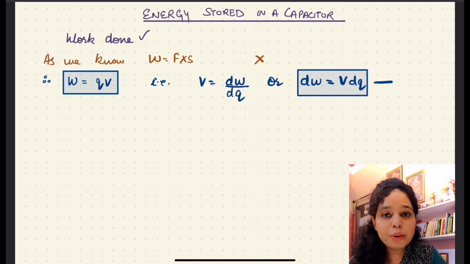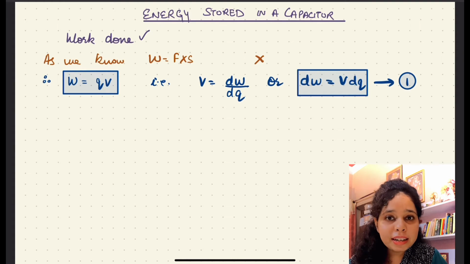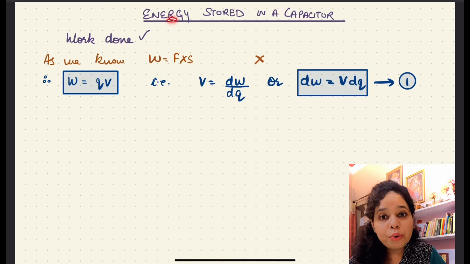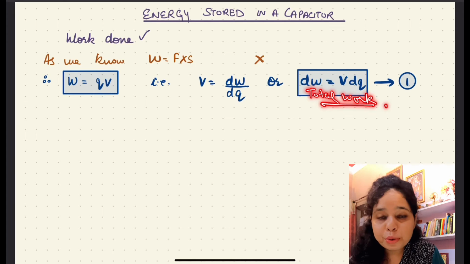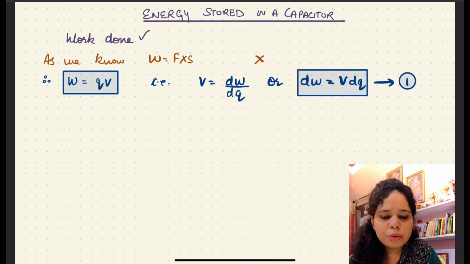So this is the equation which is really going to help us out in order to find the energy stored in a capacitor. Let us mark it as equation number 1, and now we have to find the total work done in order to find the total energy. So in order to find the total work done, we have to integrate this equation. So we know that W is equal to integral of dW is equal to integral V dQ.